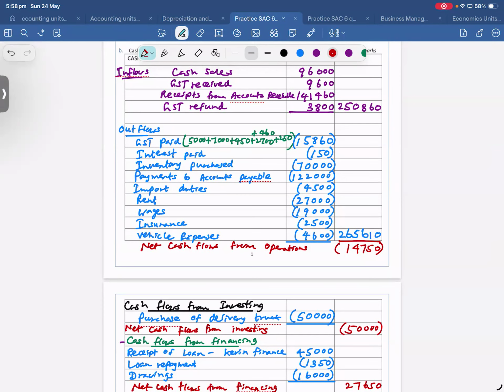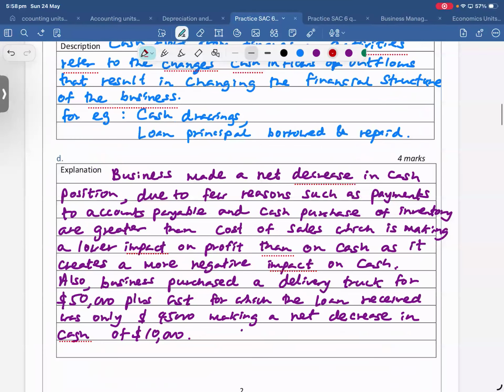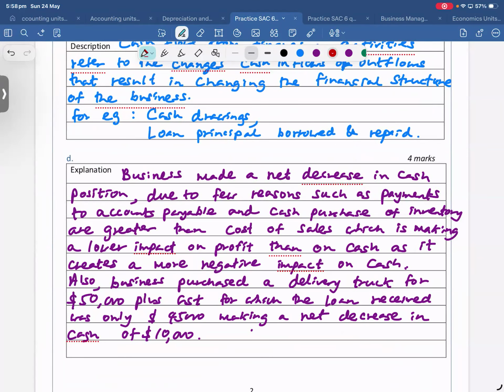So the loan we received 45,000, but the purchase was how much? 50,000. No, that 5,000 GST we compare separately. So this 50,000 and 45,000, yes, that's also correct, because we received only 45,000 and we purchased something worth 50,000. I think you said more than two. Yeah, this is my answer for part D.